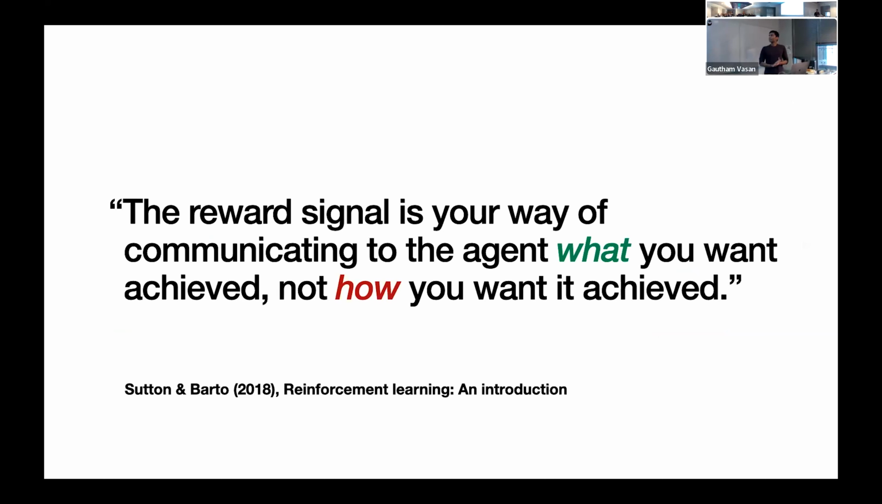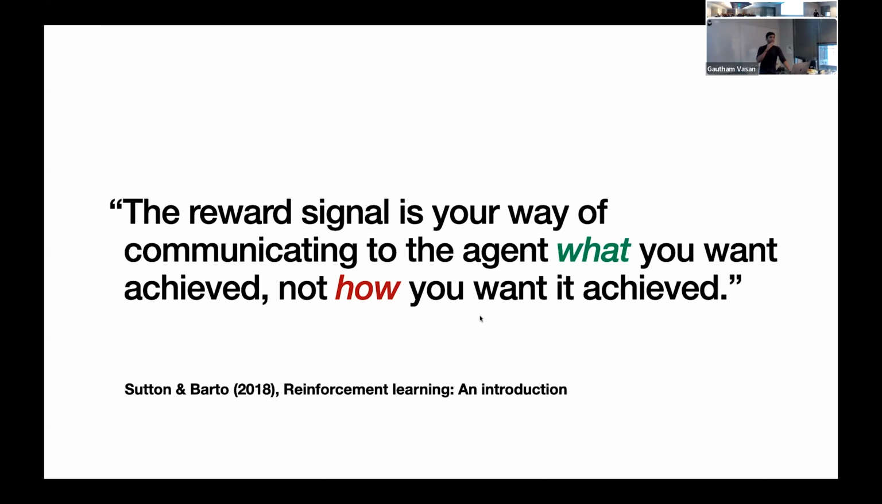So the reward signal is your way of communicating to the agent what you want to achieve and not how you want to achieve it. This is something a lot of us come across in the RL textbook. It basically tells us that the reward signal is recognizing when the agent does the right thing, but it's not telling the agent how it's supposed to do something.